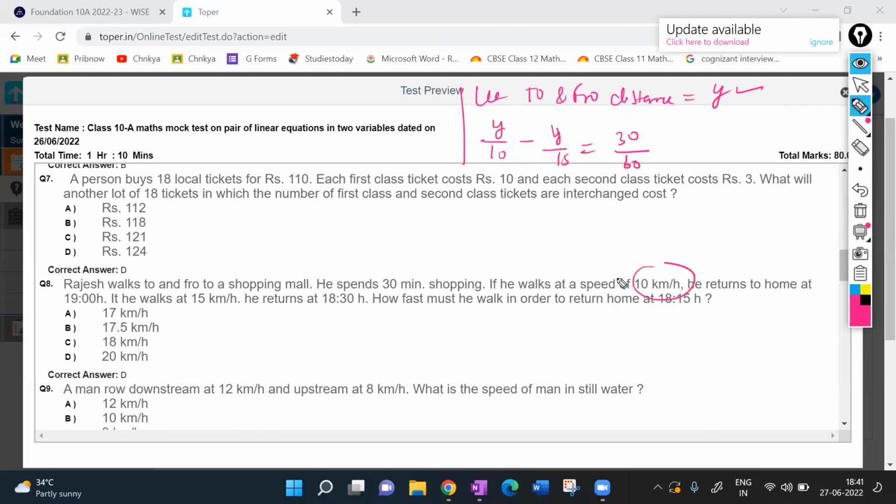If he walks at 10 km per hour, he returns home at this much. And if he walks at this speed, he returns at 6:30. In order to reach home at 6:25, 6:15, how fast does he have to walk? What should be the speed? Solve this now. So y by 10 is the speed, sir. Hmm? So y by 10 is the speed.